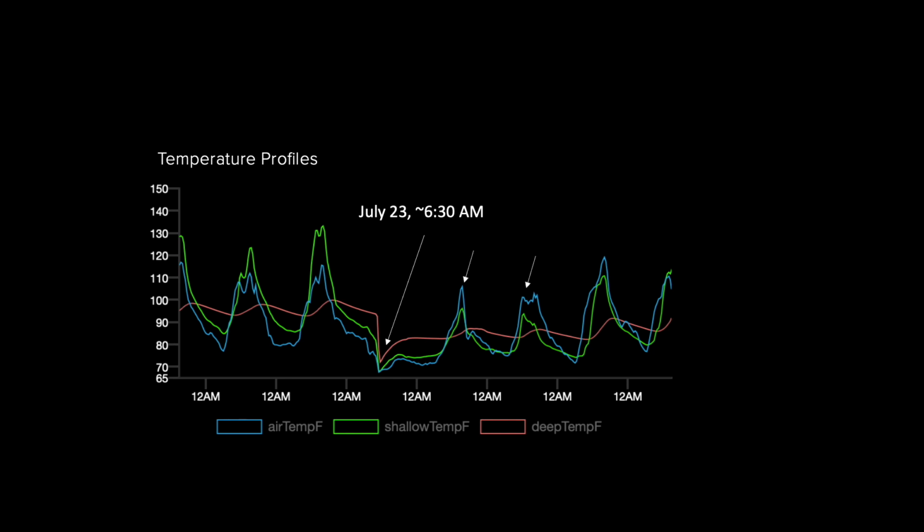After the storm, you can see here that there are 2 peaks where air temperature is higher than soil temperature. And this is the first day when shallow soil temperature rises to the same level as air temperature. And finally, here's the first day when shallow soil temperature briefly exceeds air temperature.